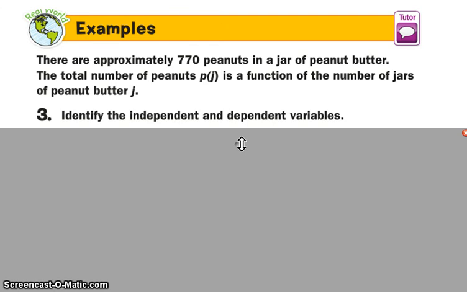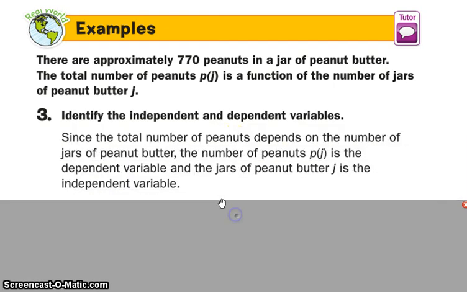Okay. If you have a certain number of jars, does your peanuts depend on the number of jars? Let's take a look. Since the total number of peanuts depends on the number of jars, the number of peanuts is your dependent variable. That's going to be along your y-axis. The jars are your independent variable. That's going to be your x-axis. Okay? The number of peanuts depends on the number of jars that you have. Okay?